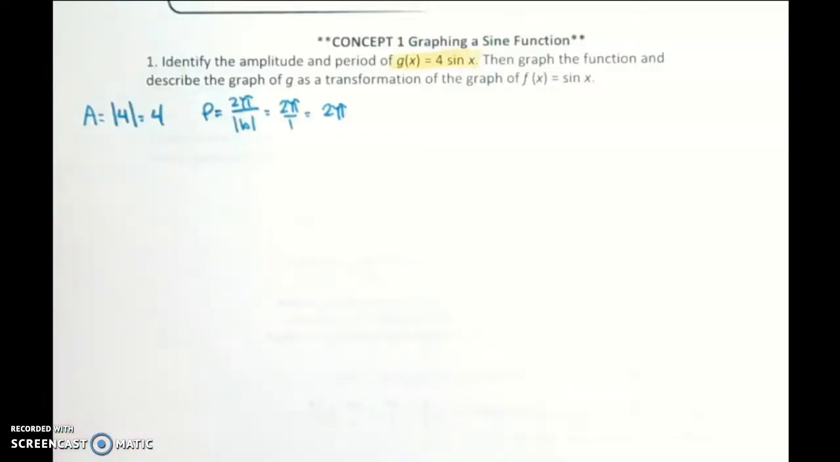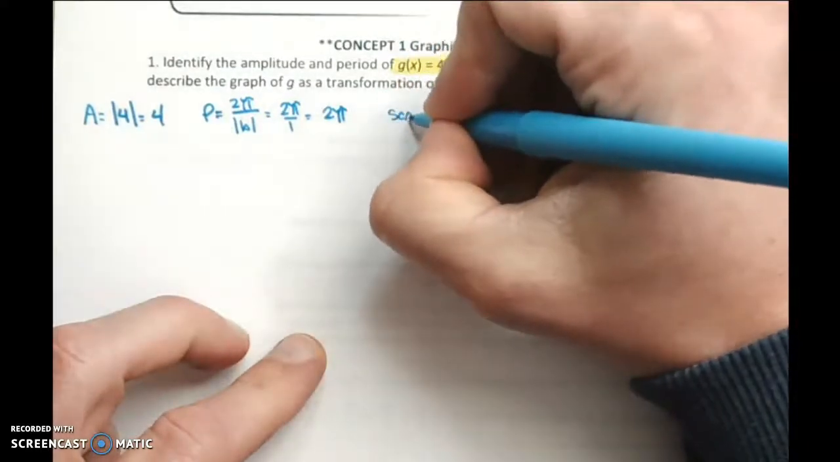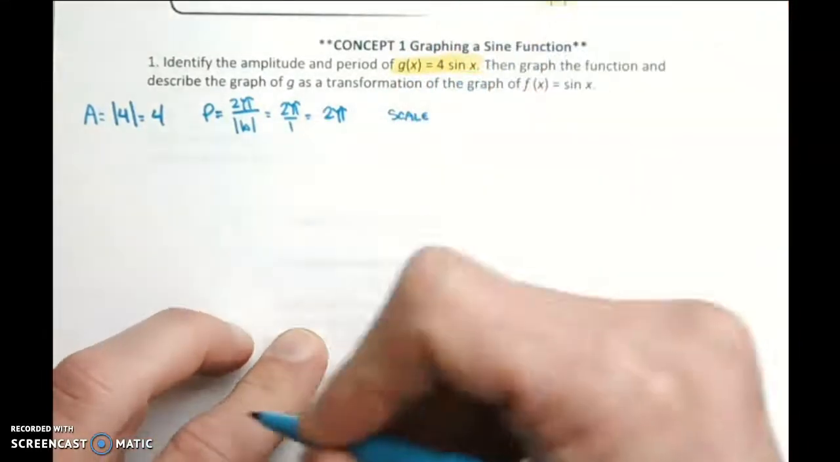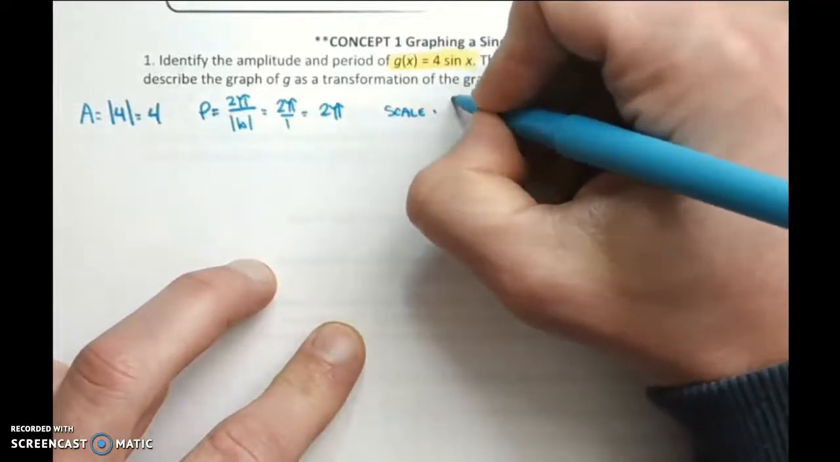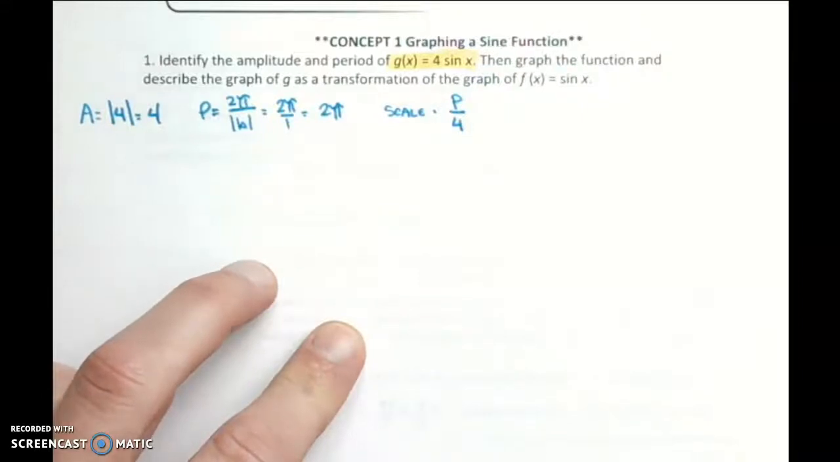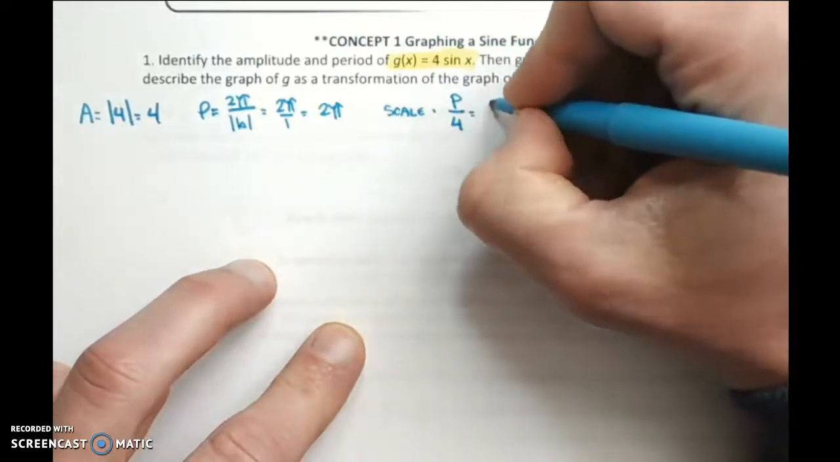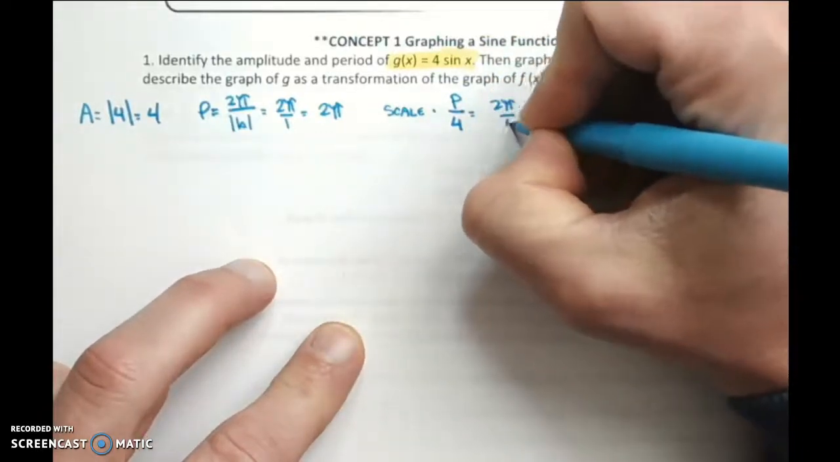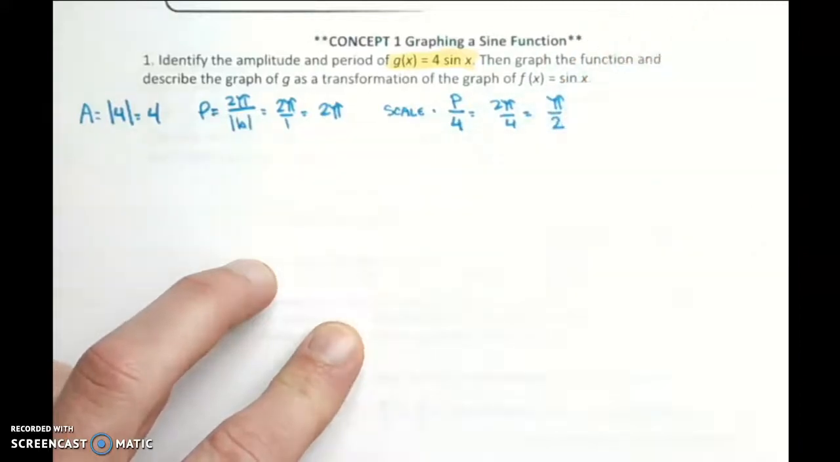From there, I'm going to do 2 more things. I'm going to find the scale of my x-axis, and that is always going to be the period over 4. Period over 4, and that will change when we have some different manipulations, but for all these, it's period over 4. So 2 pi over 4, and then that is pi over 2.